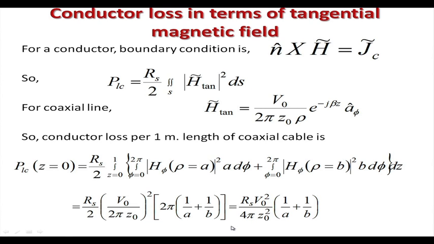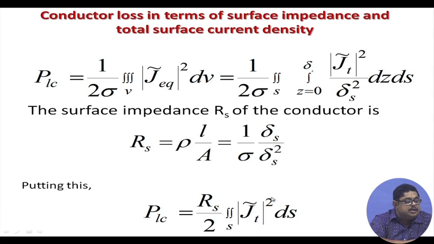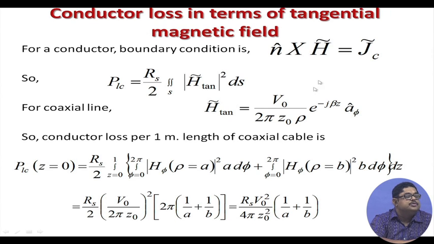Since our previous expression shows that it is magnitude square, J t we can always replace with H tan. That will do because of this boundary condition for any real conductor. So, instead of J t we will put H tan, and we know the value of H tan in case of coax. So, we will put that, and this is the value. So, conductor loss PLC we can calculate, and this turns out to be this expression.